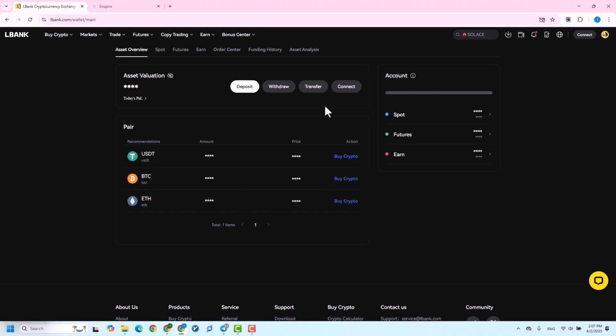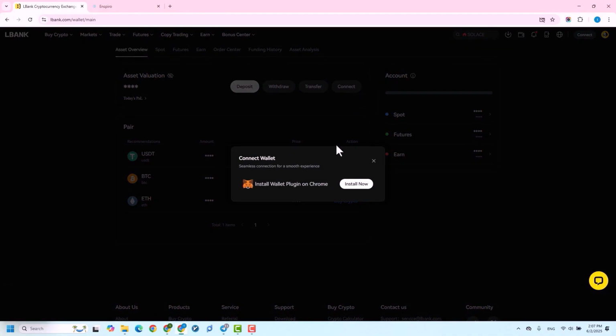By clicking the Connect option, traders can link their crypto wallets such as MetaMask or other Web3 extensions to their account on the LBank Exchange. This connection enables direct interaction with decentralized assets, especially for use in areas such as NFTs, Web3, or participating in launchpads.